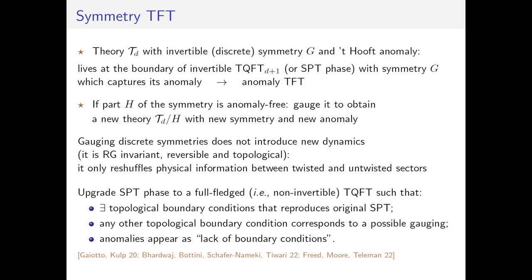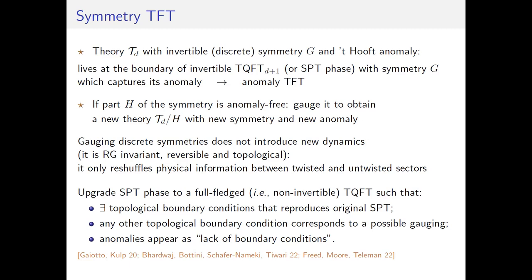And in fact, one can keep doing it. So once you gauge once, you can gauge another time. You can construct a net of theories. All of them contain the same physical information. It's just reshuffled in different ways in the untwisted and twisted sectors. And so one can try to uplift or upgrade this SPT phase to a full-fledged non-invertible TQFT such that there exists a particular topological boundary condition that reproduces the original SPT, but there might be other topological boundary conditions, and any of them would correspond to a possible gauging of the boundary theory.